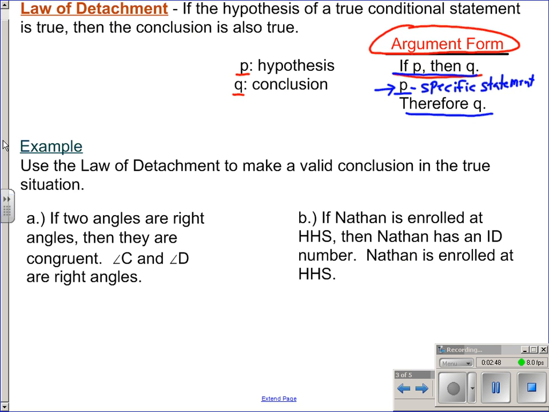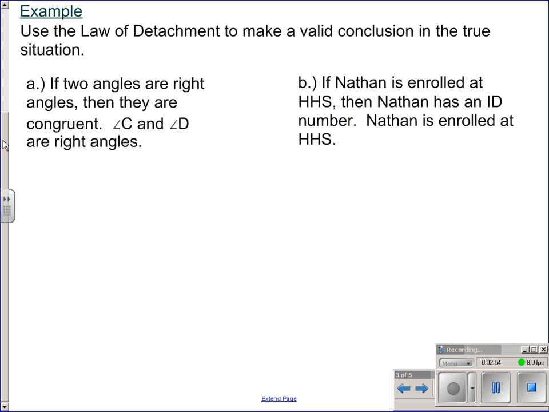It says, use the law of detachment to make a valid conclusion in the true situation. So we're looking at that form. If two angles are right angles, then they are congruent. If two angles are right angles, that is our statement P, our hypothesis. Then they are congruent. This is our conclusion, statement Q. Now we have our hypothesis again: two angles are right angles. Here's the next statement: angle C and angle D are right angles. That's a specific statement.